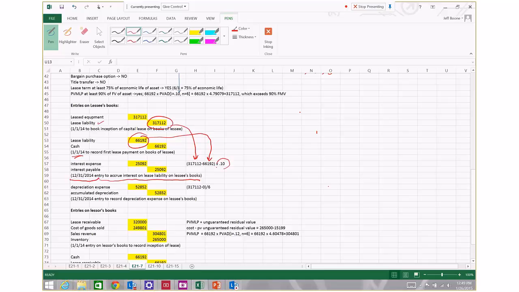They're going to multiply that times their incremental borrowing rate of 10%. And the result of that calculation, $25,092, is what they're going to debit interest expense for, credit interest payable.